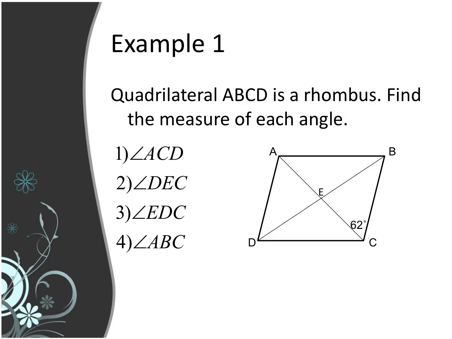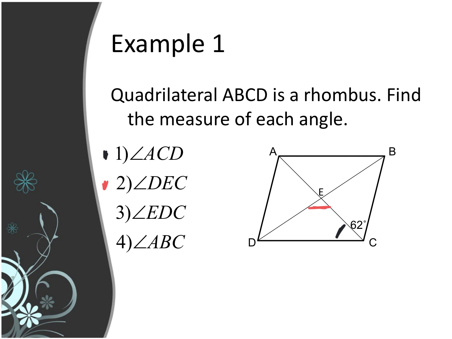So quadrilateral ABCD is a rhombus. Find the measure of each angle. So they want us to find angle ACD, so this one right here. That's for 1. They want us to find angle DEC, this one right here. For 2.